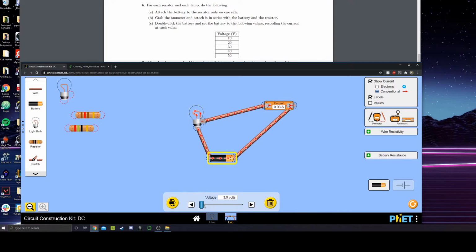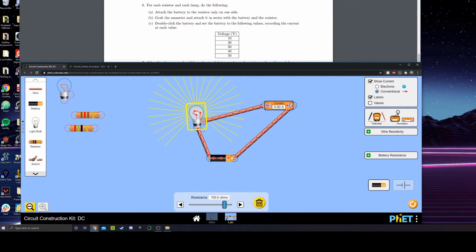Drop the voltage back down to 10. So for lamp number 2, at 10 volts, we get 0.1 amps. At 20 volts, we get 0.2 amps. At 30 volts, 0.3 amps. At 40 volts, we get 0.4 amps. And at 50 volts, we get 0.5 amps.